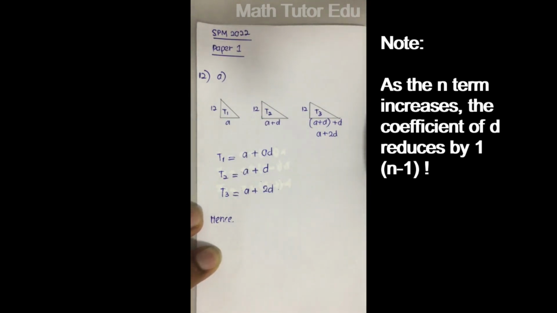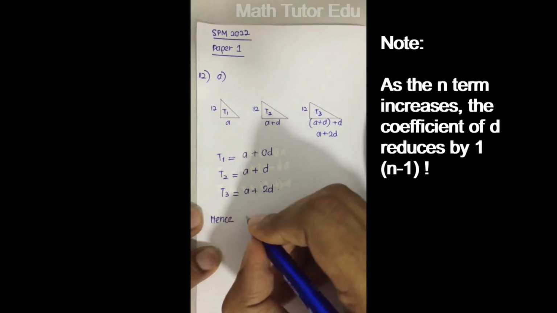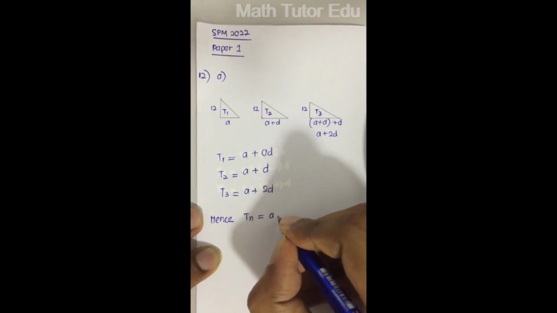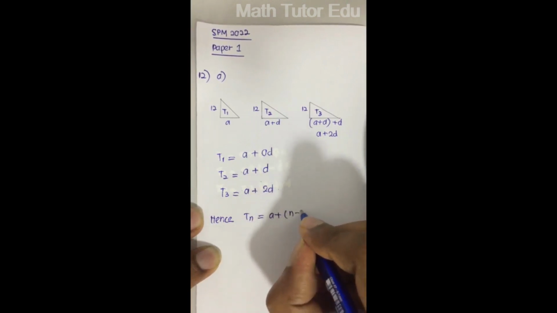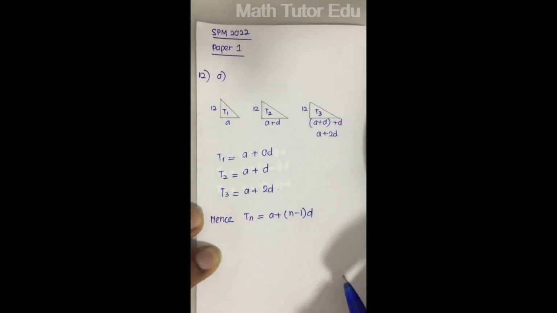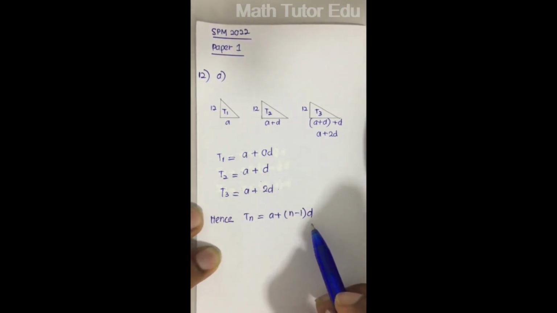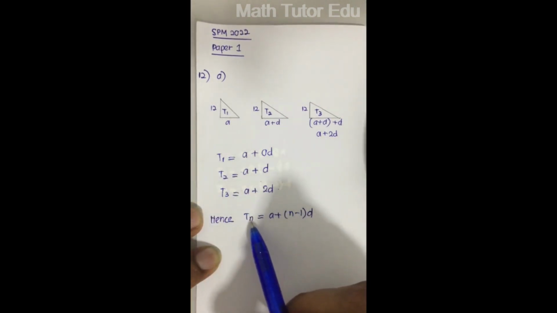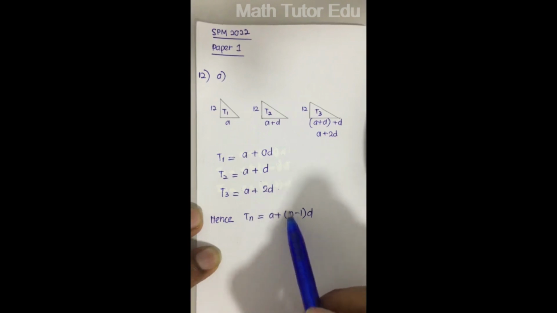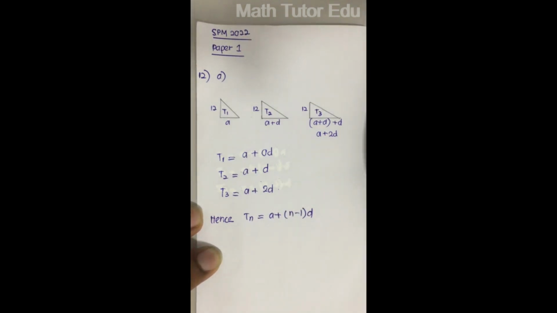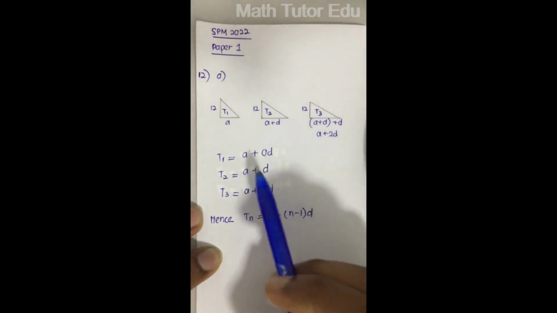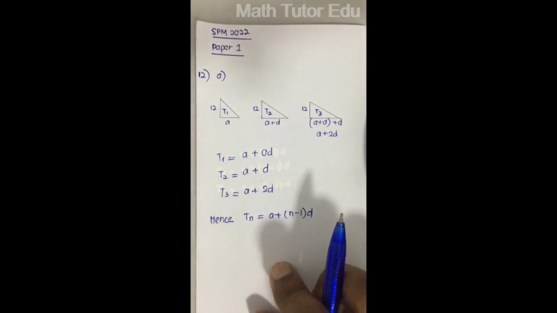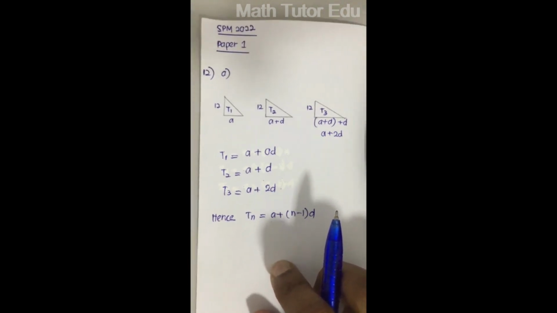Let me use a different pen. Hence, your nth term T subscript n is equal to a plus n minus 1 d. This is the formula of the arithmetic progression, which in this case is fulfilled. Let's say if I place a 1 here, T1 will be equal to a plus 1 minus 1 d. 1 minus 1 is 0, so 0d is 0, so that's why you have a. Your first term is known as a. So from here, let me box this.